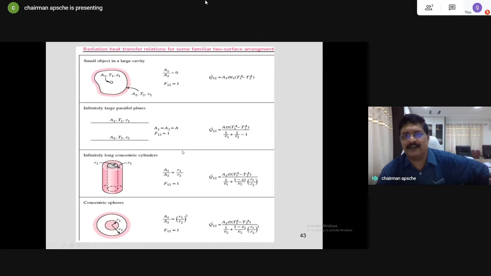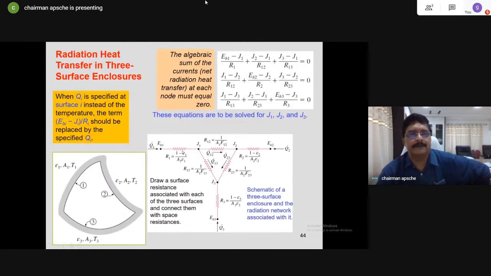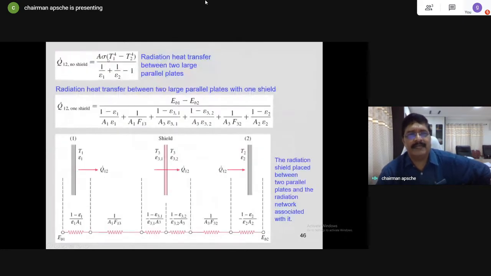Okay, two infinitely large parallel plates. So, A sigma (T1^4 minus T2^4) divided by (1/epsilon 1 plus 1/epsilon 2 minus 1). That is the equation we have. Now, what happens if I introduce between the two surfaces, this is surface 1 and surface 2, a third surface? What will happen to the entire radiation?